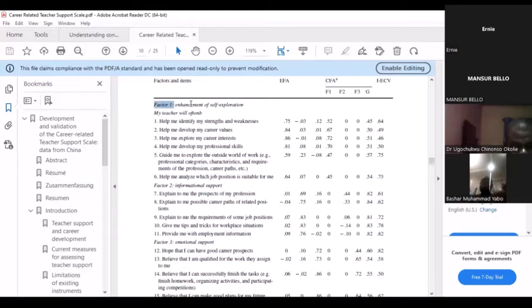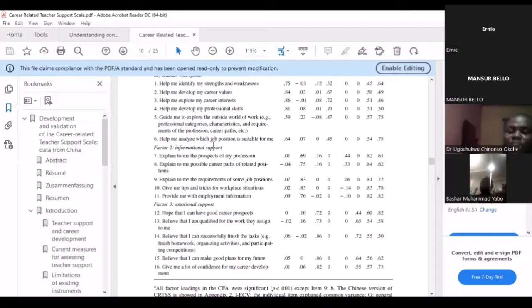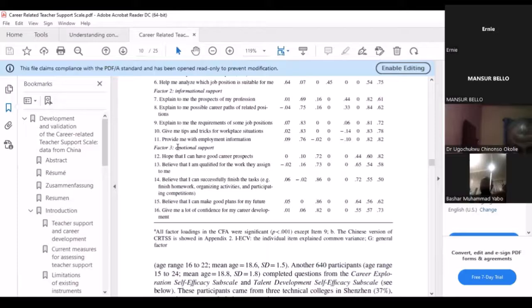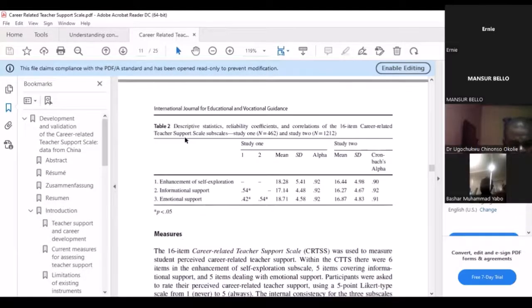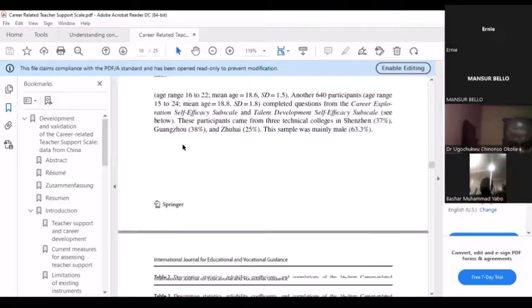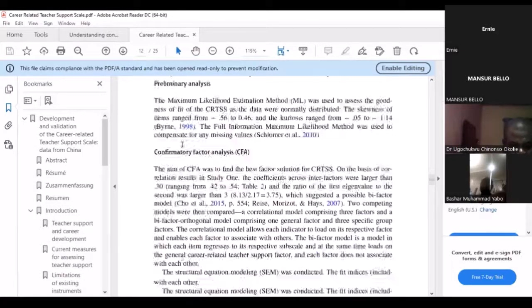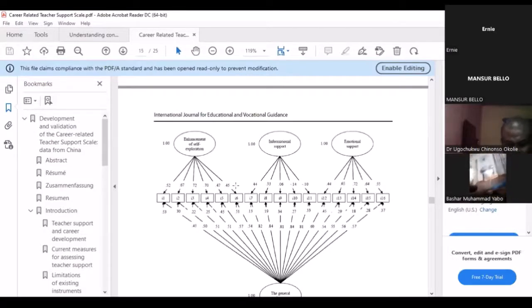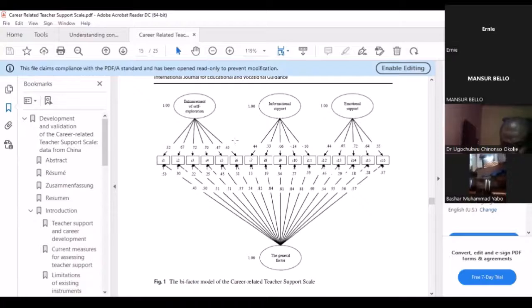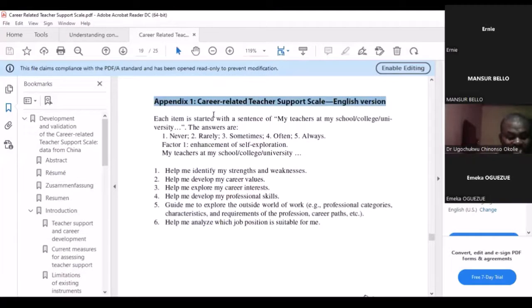Look at the scale. Factor 1, enhancement of self-exploration. Factor 2, informational support. Factor 3, emotional support. And these are the items. Now, at the end of this study, look at it. These are all the analyses that went on, the analyses to explore and confirm that instrument, to develop the scale. You can see this is a process of developing the scale and ensuring that these are the items. You can see where they listed the items here.